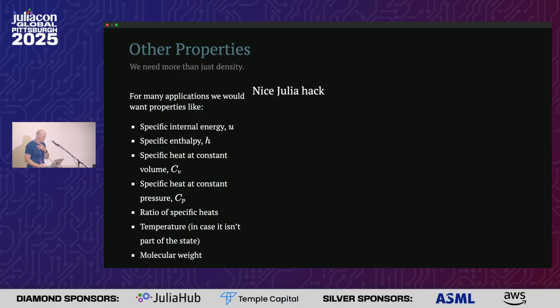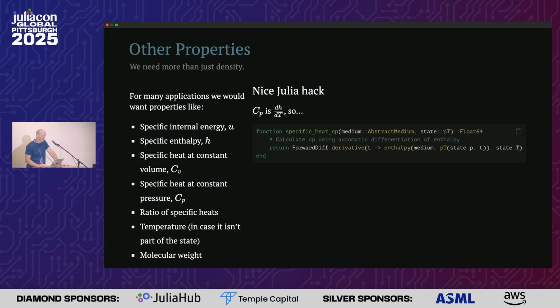So here's a nice little Julia hack that we used in the implementation of this. Cp, which is this specific heat value at constant pressure, is actually the derivative of the enthalpy with respect to temperature. While we've implemented the enthalpy function, which is a complex polynomial, when we want to calculate this specific heat Cp, we can use the ForwardDiff package to generate that function because we know it's the derivative of the enthalpy with respect to temperature. So there we go. It'll generate that and presumably generate it efficiently and error-free. That's kind of a neat feature of Julia.